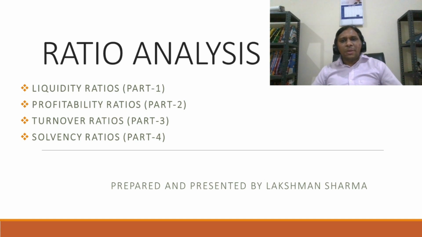Part 1 will be based on liquidity ratios. Part 2 will be based on profitability ratios. Part 3 will be based on turnover ratios. And part 4 will be based on solvency ratios. Yes, you rightly understood. There are 4 parts of ratios: liquidity ratios, profitability ratios, turnover ratios and solvency ratios. Dear children, we will discuss all these parts one by one.